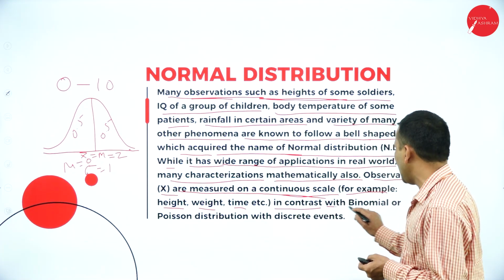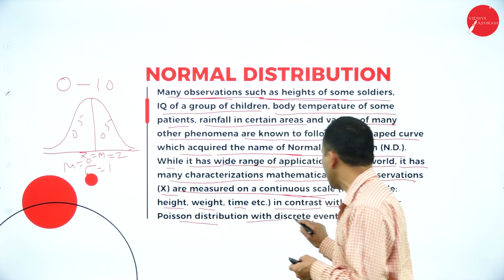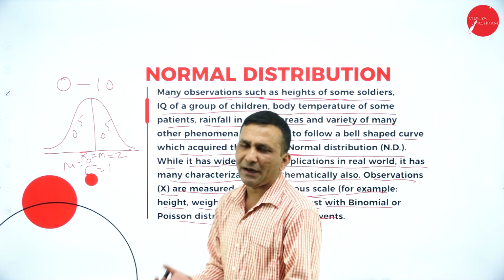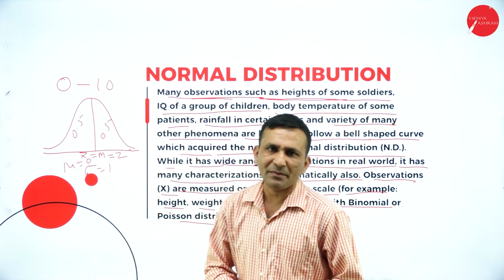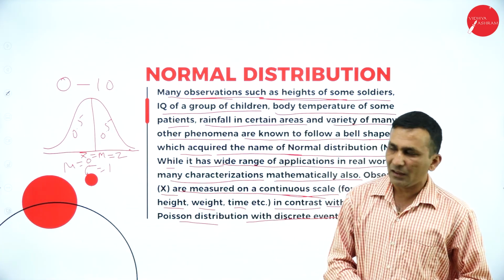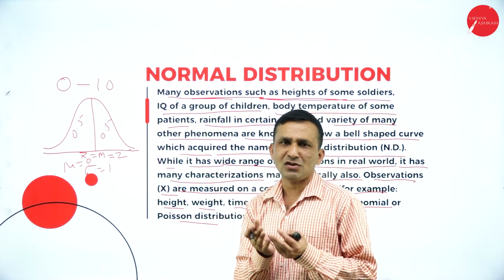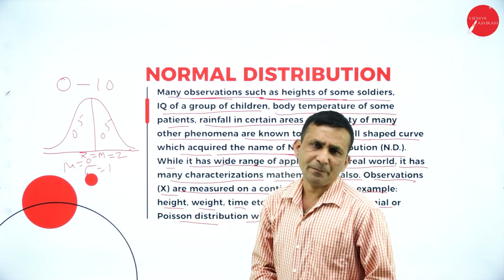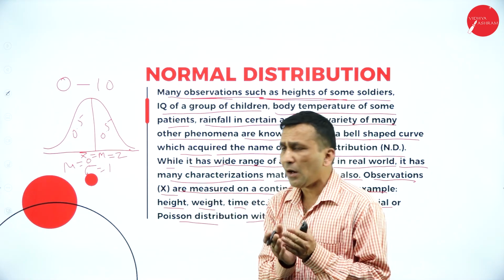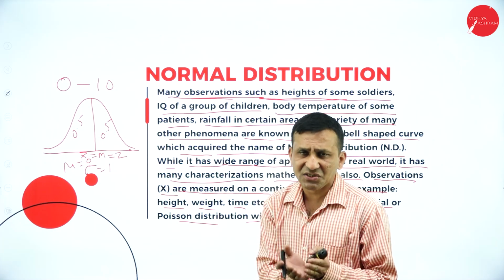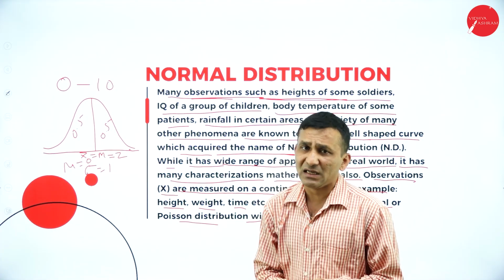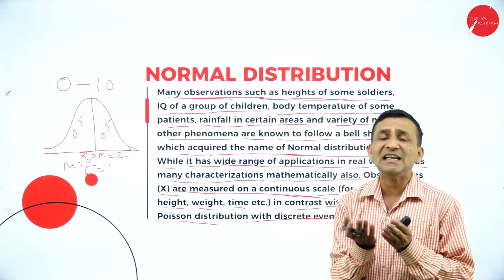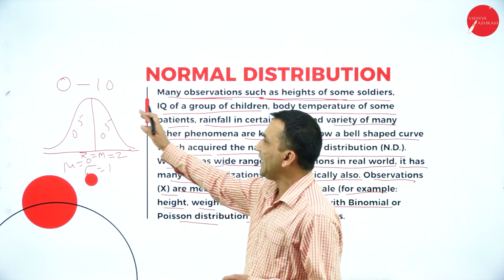In contrast with the binomial or Poisson distribution, which deal with discrete events. Whatever the previous distributions were, binomial and Poisson, they come under discrete events. Now the normal distribution always relates to continuous probability. The two distributions we studied in the last session were related to the probability mass function. Under the normal distribution we always call it the probability density function, because we are finding a range here.